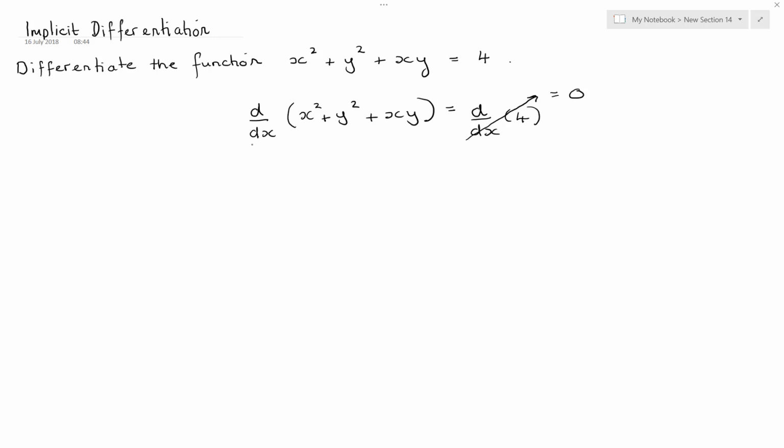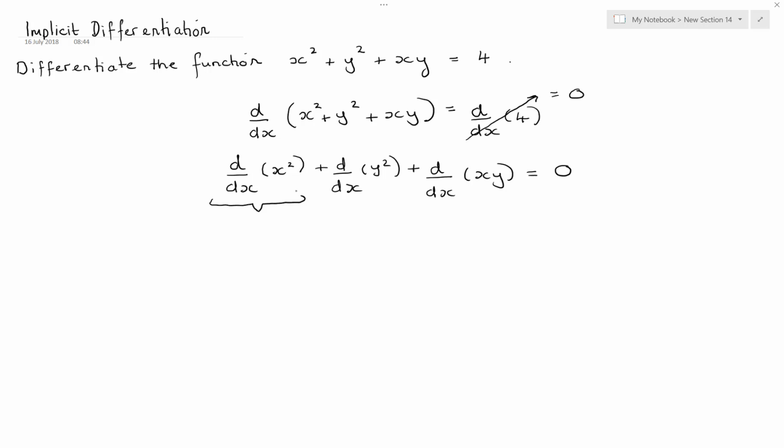So I'm going to say the derivative of x squared plus y squared plus xy is going to be the same as the derivative of x squared plus the derivative of y squared plus the derivative of xy. And we now know that is equal to 0. So to differentiate x squared, we know from previous sections that x squared differentiates to 2x. But then we have to differentiate y squared with respect to x.